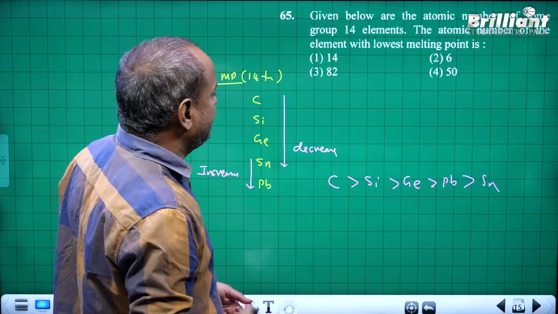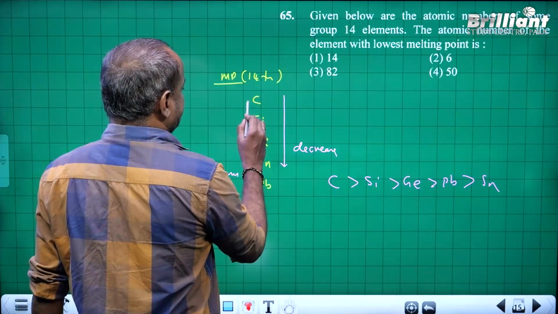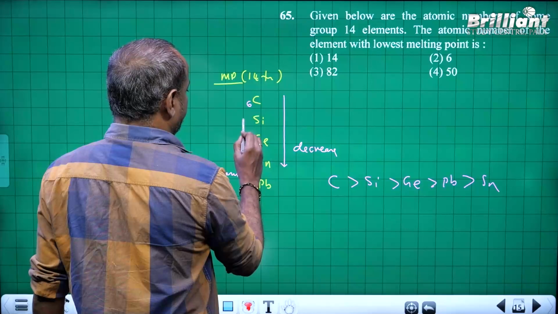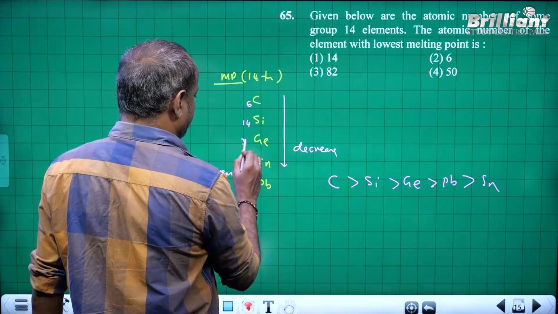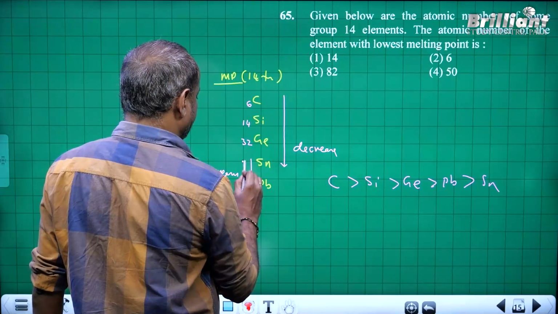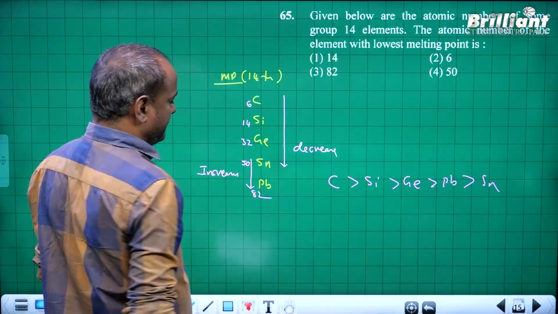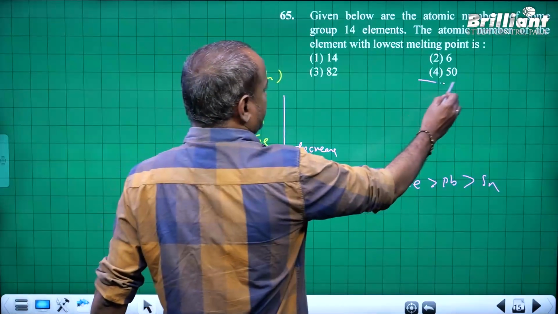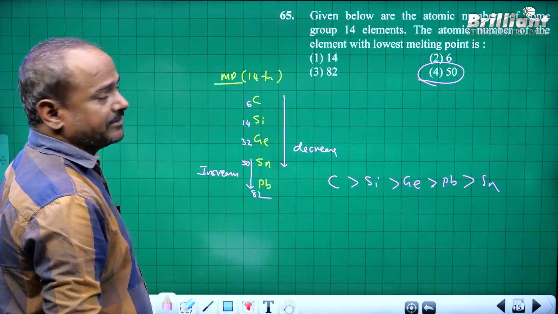Okay, now atomic number of tin. 6 plus 8, 14, plus 18, 32, plus 18, 50, plus 32, 82. So 50 is the atomic number of tin. Answer 4.